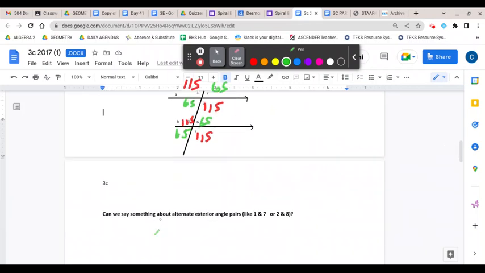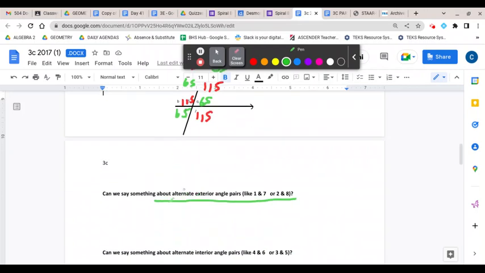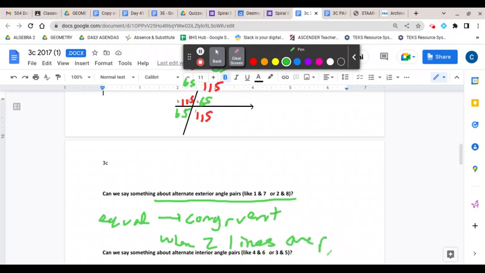All right. Can we say something about alternate exterior angle pairs like 1 and 7 and 2 and 8? Well, 1 and 7 are both 115. 2 and 8 are both 65. Okay? So we can say the alternate exterior pairs are the same. They're equal. They're congruent. And again, this only happens, ladies and gentlemen, when the two lines are parallel.